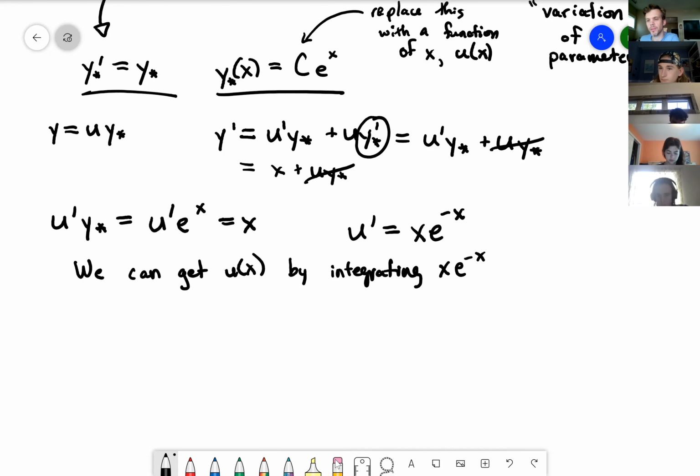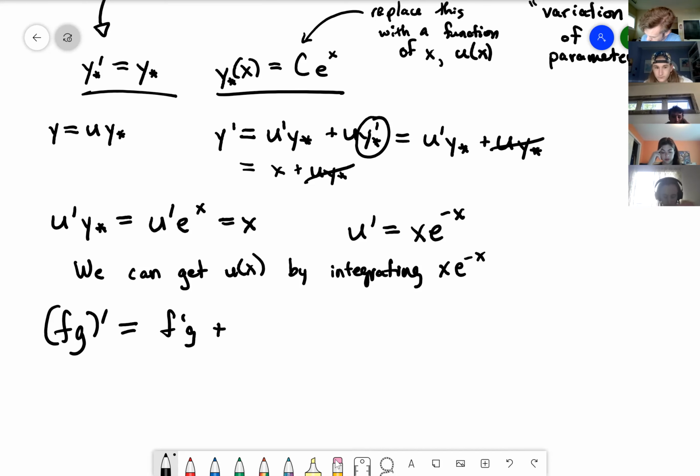I can never remember what the... so let's say, where do I get? So the product rule tells us that the derivative of the product is the product of derivatives. So let's write it like fg prime is equal to f prime g plus... integration by parts. That's the name. Okay. So we get this.